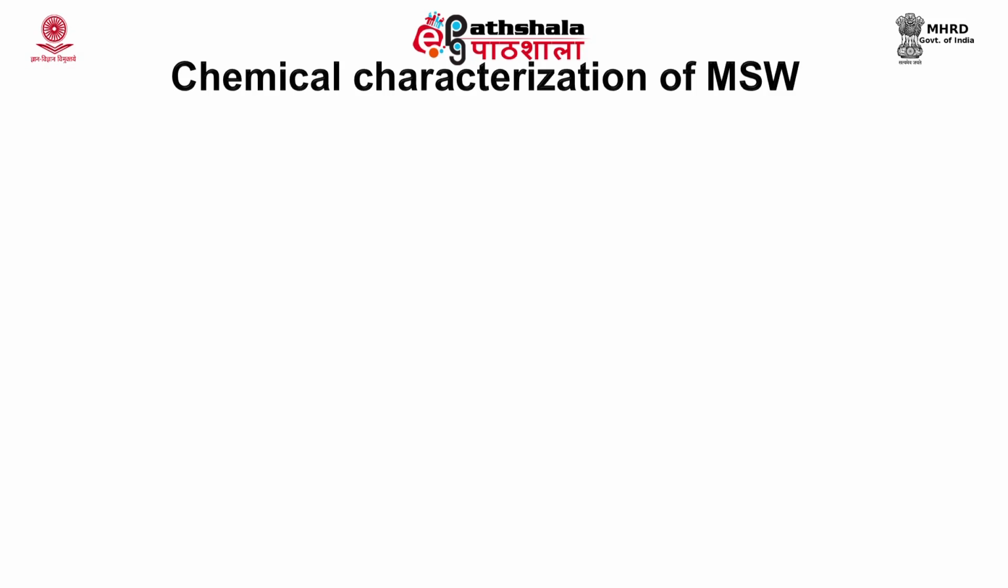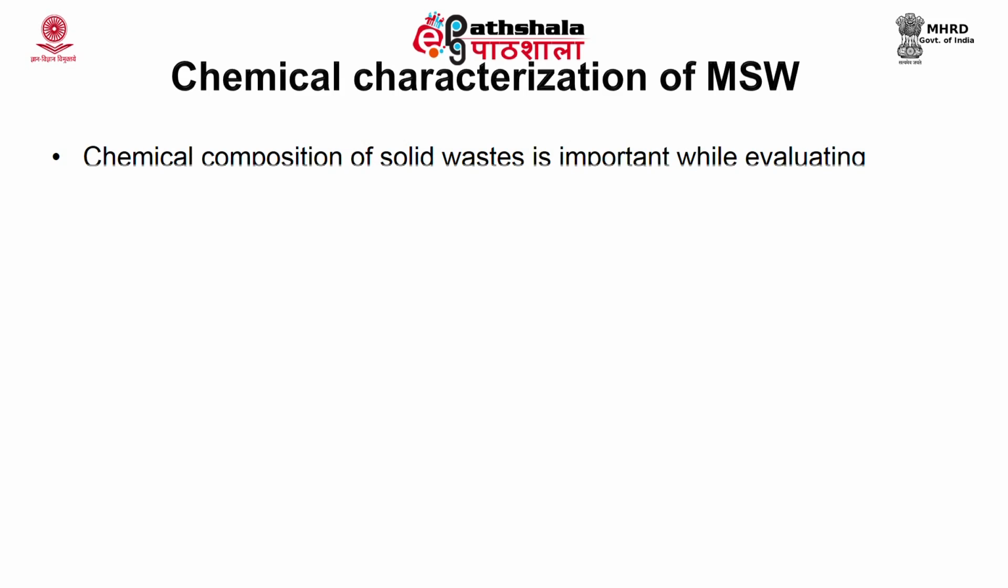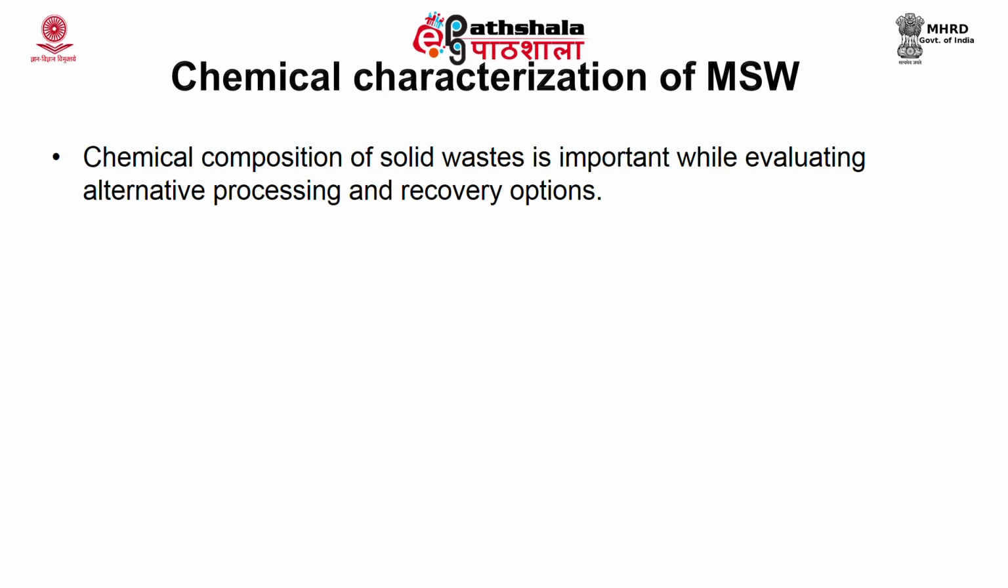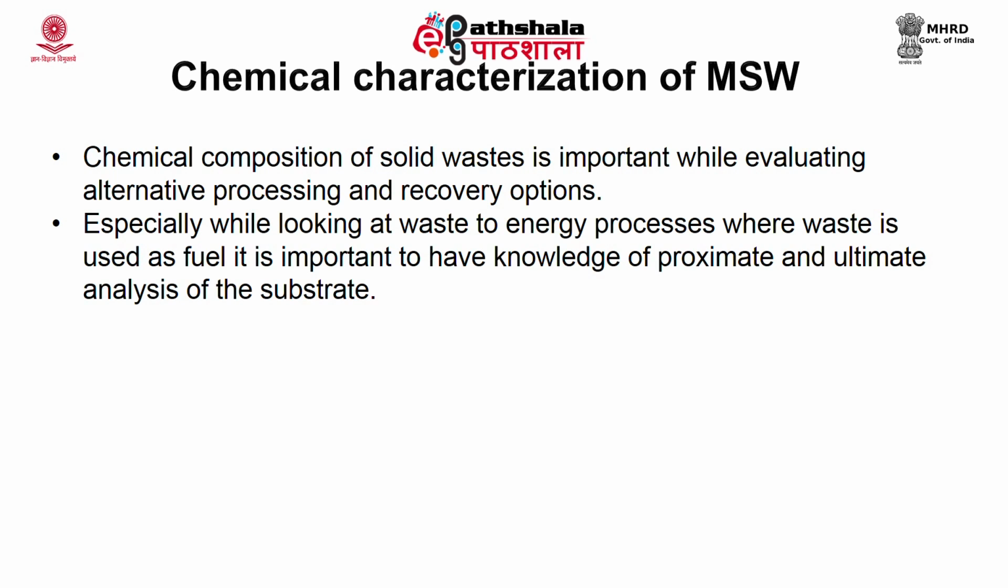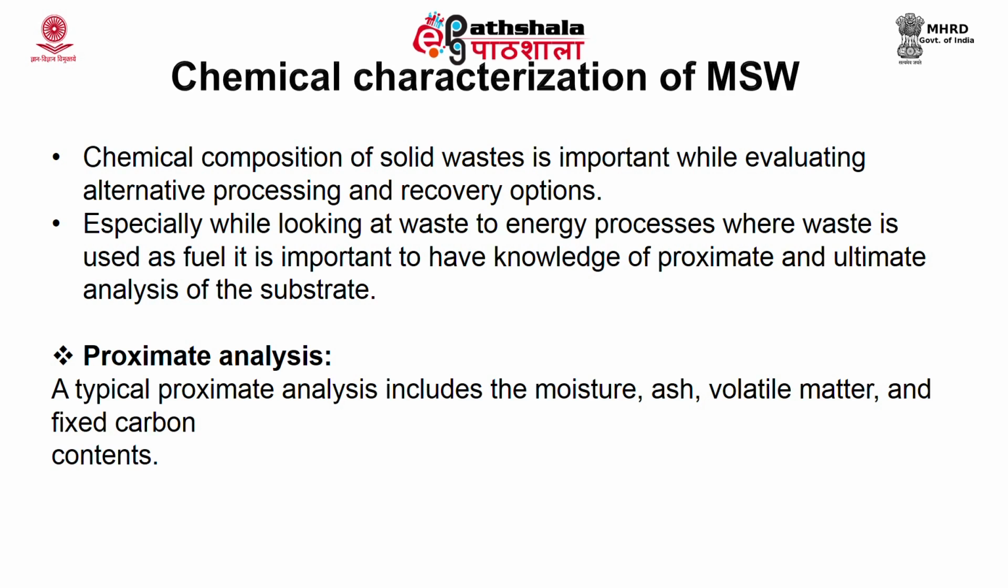The chemical characteristics will include the proximate analysis, ultimate analysis, heating value and other essential elements which are present in the waste. Now, the chemical composition of solid waste is important while evaluating alternative processing and recovery options, especially while looking at waste to energy processes where waste is used as a fuel. Then it is important for us to have a basic knowledge about the proximate and the ultimate analysis of a substrate. Now, let us look into the proximate analysis.